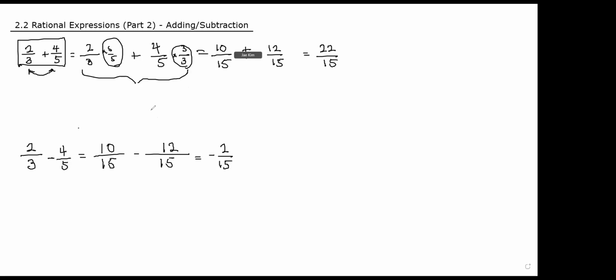Any questions? How come only the 4 changed? No, the 5 changed to 15 as well. Right? 4 times 3 and 4 times 3 and 5 times 3. They both changed. Unless I'm doing something crazy. Tired Gummy, did I address your question?